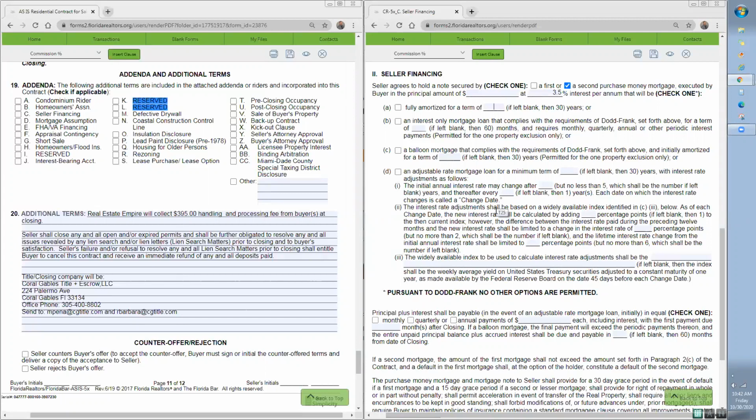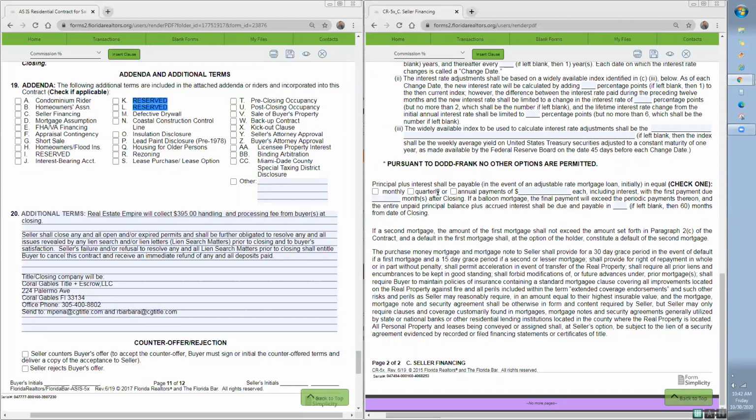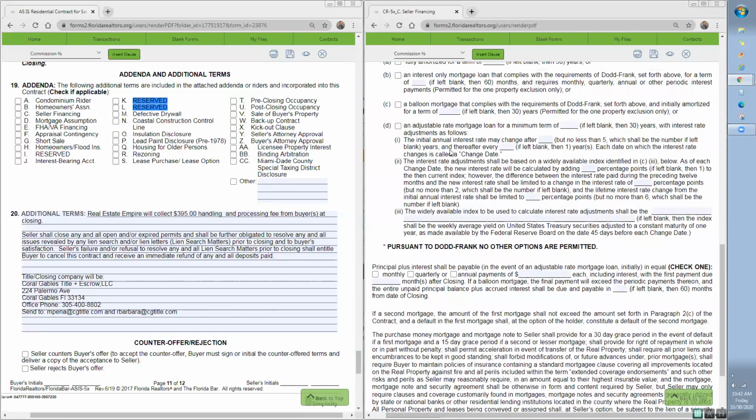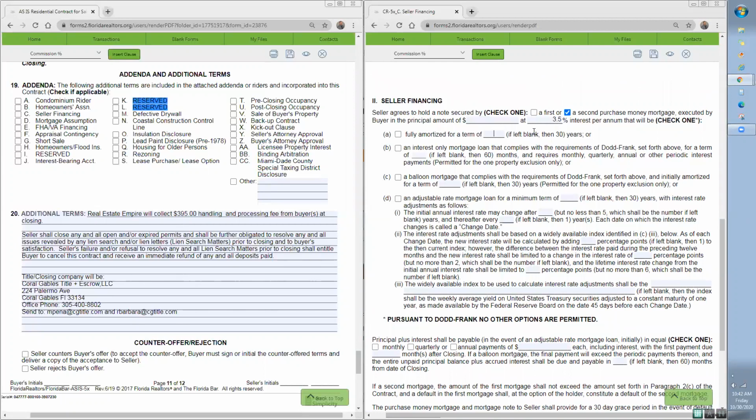Okay. Then down here, it's going to ask you, how do you want the payments to be made? Are they going to be made monthly? Are they going to be made quarterly? Are they going to be annual payments, right? And then here is how the interest rate is going to be. So if it's an adjustable rate or anything like that, then here it's going to say what the interest rate is, how it's going to change, so on and so forth.